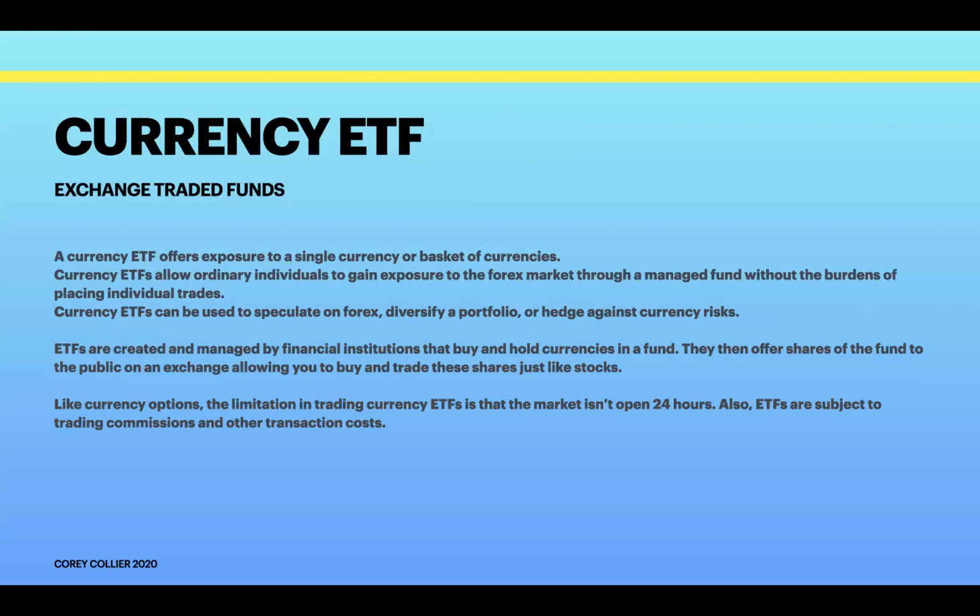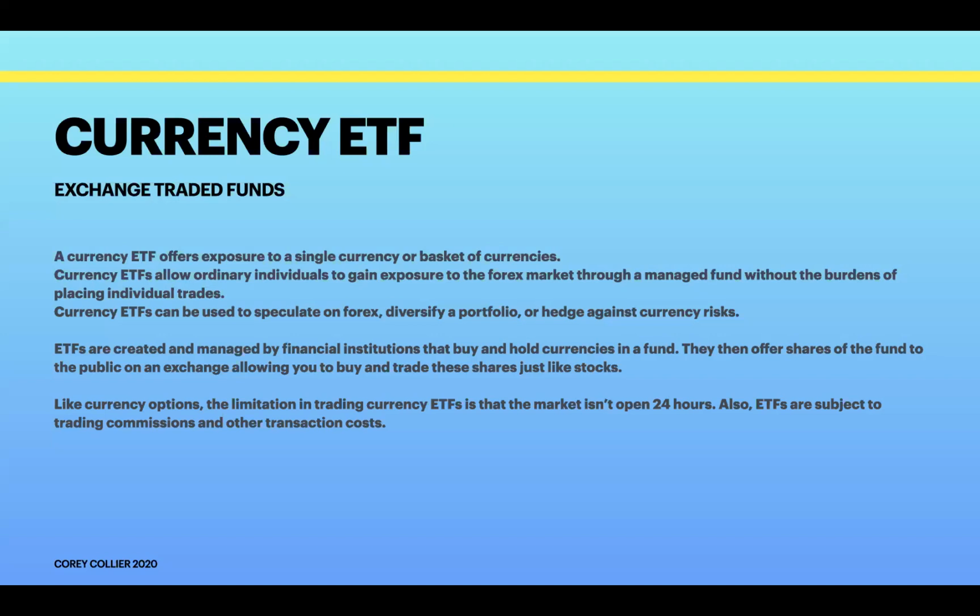All right, so the currency ETF. ETF is an exchange traded fund. A currency ETF offers exposure to a single currency or a basket of currencies. Currency ETFs allow ordinary individuals to gain exposure to the Forex market through a managed fund without the burdens of placing individual trades. ETFs can also be used to speculate on Forex, diversify a portfolio, or hedge against currency risk.